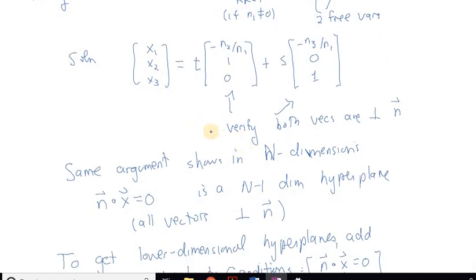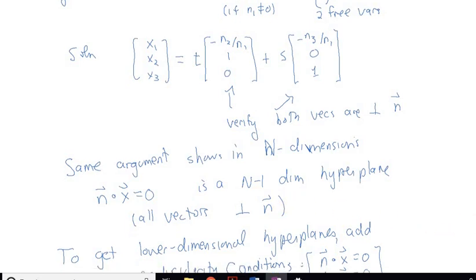Now I can use the very same argument in n dimensions. If I take n dot x equals 0, where n and x are n-dimensional vectors, I'm using a big N for the dimension to distinguish from the little n, which is the vector, then that will give me a linear equation which I can consider as a system of linear equations with n minus 1 free variables. Since it has n minus 1 free variables, the solution set is spanned by n minus 1 vectors, so it's an n minus 1 dimensional hyperplane. It's the set of all vectors that are perpendicular to some fixed vector in n-dimensional space.